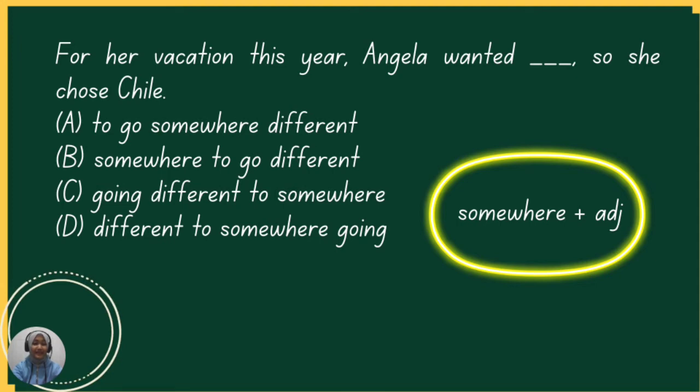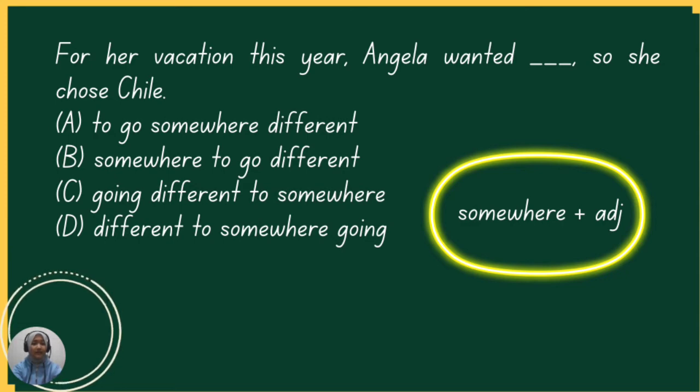Let's take a look at the example. For her vacation this year, Angela wanted blank, so she chose Chile. Nah, kita lihat di sini ada kata somewhere, right? So what we need to do adalah to make sure bahwa kata somewhere ini muncul sebelum kata sifat, pas sebelum kata sifat ya. A, B, C, D. Saya mengidentifikasi jenis kata sifat di sini ada kata different. Ya, oke. Jadi kita pastikan kata somewhere muncul sebelum kata different.